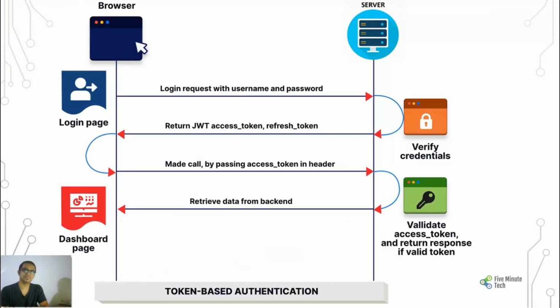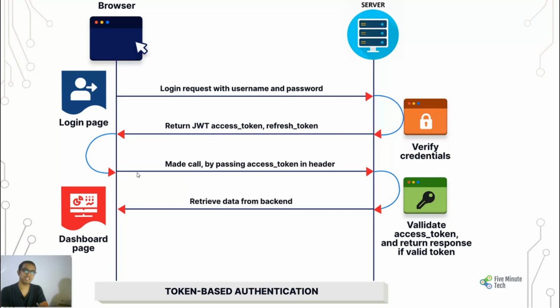So this will be the whole flow, and what we have is a browser which has a login page. The login page will send out a login request. If you remember from previous video, we'll be passing a username and password. The server, which is our API, and in this case it is the Ocelot, will verify the credential and it will return the JWT access token. We'll talk about the refresh token in our next video. For now, we'll just keep it as JWT access token.